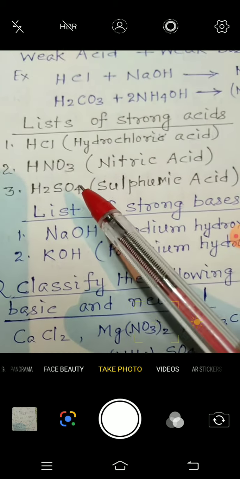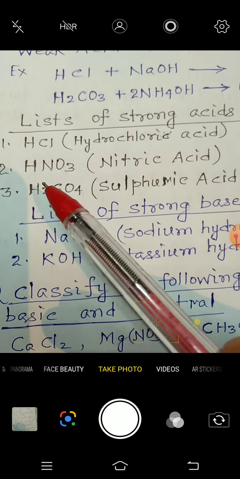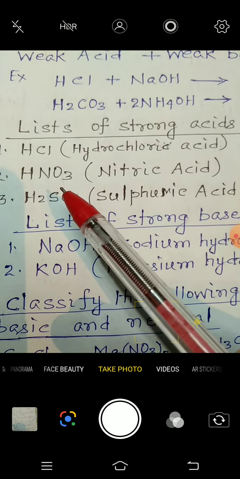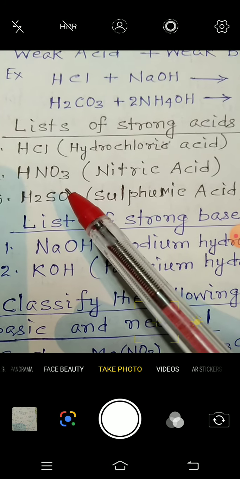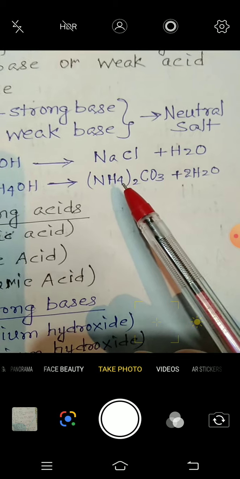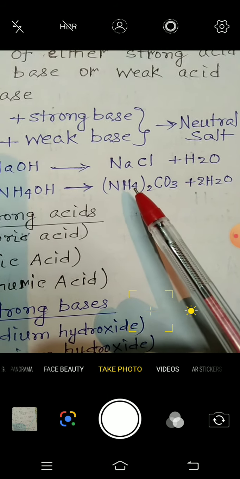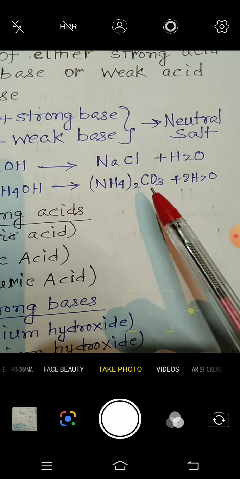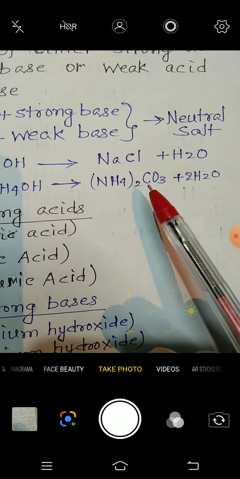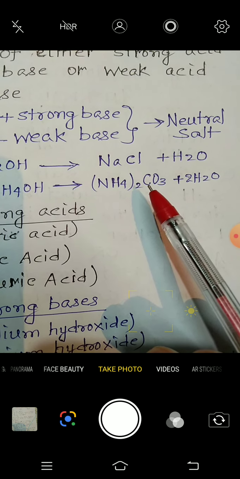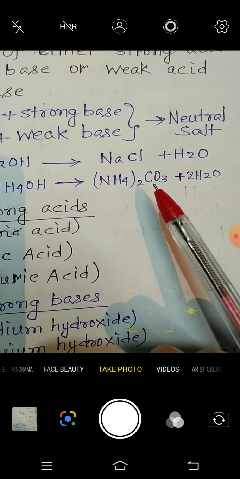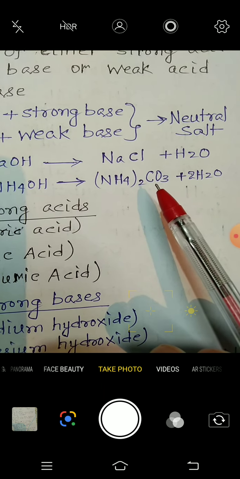So how will you understand which salt is prepared from which acid and which base? Suppose you take this salt. With the acid radical, you add H. Consider H with carbonate. So what will happen? That will form carbonic acid. That will be the formula of carbonic acid.